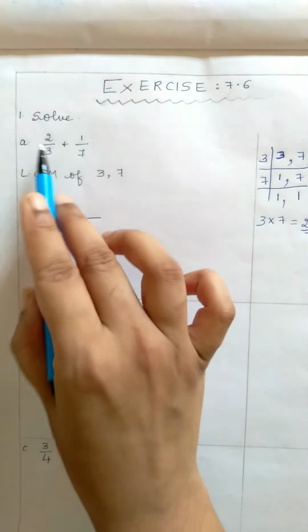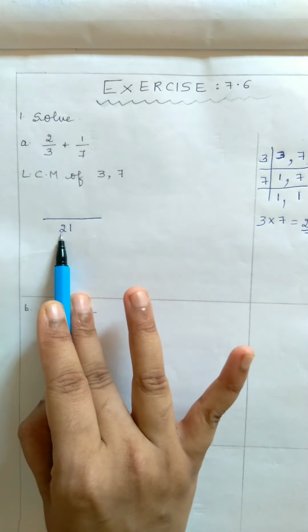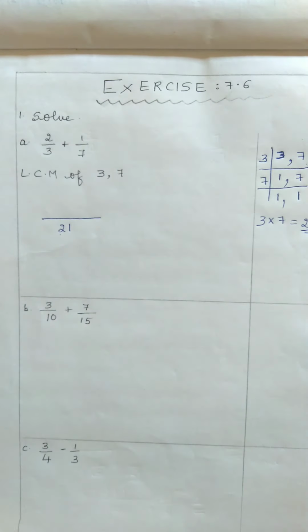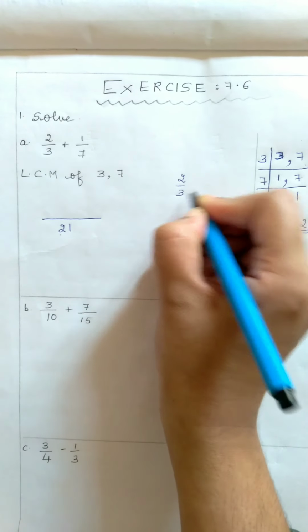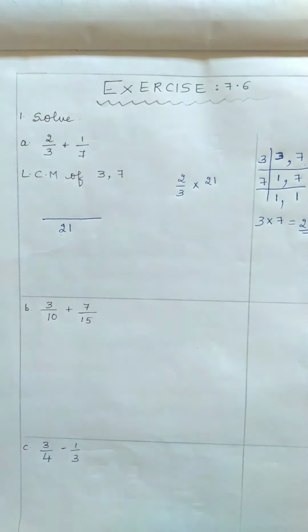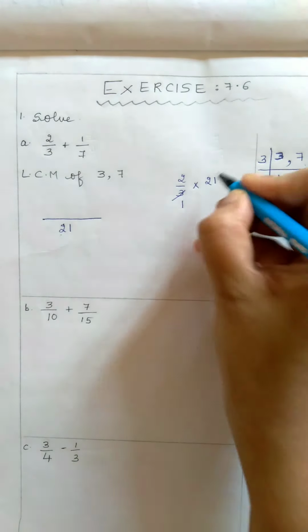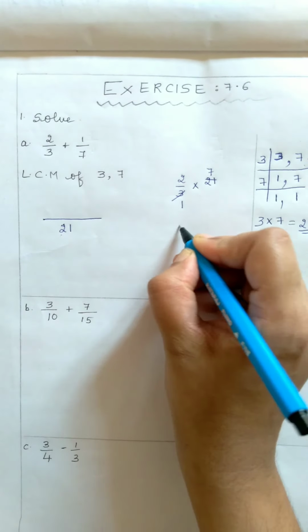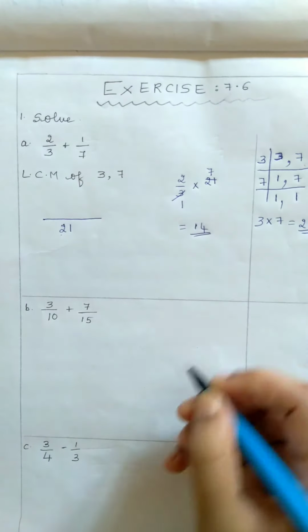Now we have 2 by 3 plus 1 by 7 and the LCM is 21 which is written in the denominator. Take 2 by 3. Multiply with the LCM value that is equal to 21. Now, 3 ones are 3 and 3 sevens are 21. Therefore, 7 into 2 or 7 twos are 14 is the answer.